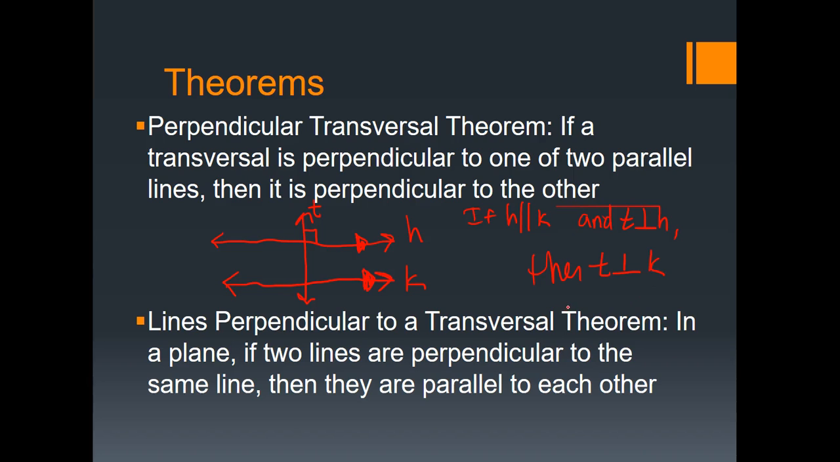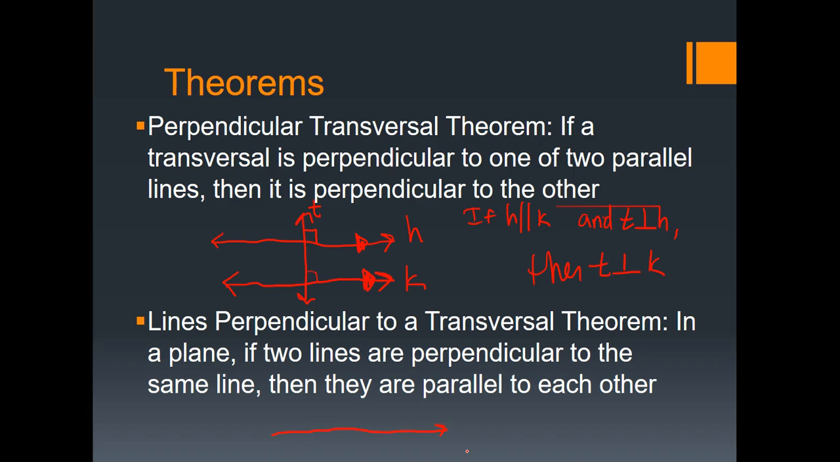Okay, and we could do that with our corresponding angles. If these two lines are parallel and this is a right angle, then this one has to be a right angle as well. So then they would be perpendicular. The next one, lines perpendicular to a transversal theorem. In a plane, if two lines are perpendicular to the same line, then they must be parallel to each other. So basically the opposite of what we just did.